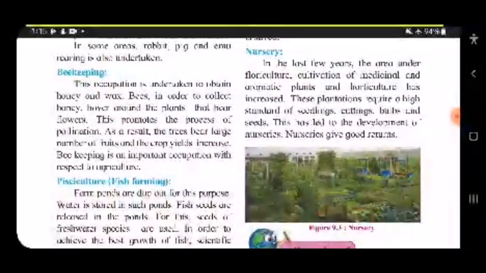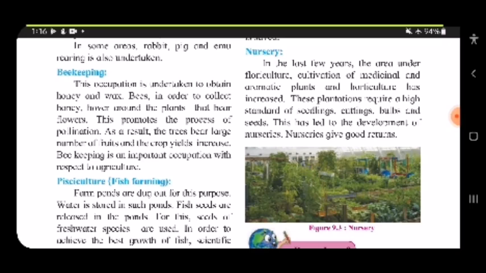Now, in the last few years, we have seen that mostly people like growing different kinds of plants. Okay, so because of that, you see there are lots of nurseries also. Let us see. The area under floriculture, that is growing flowering plants, cultivation of medicinal and aromatic plants. We even like to grow medicinal plants like neem, tulsi, okay? And horticulture has increased, so people have made their own gardens. These plantations require a high standard of seedlings.